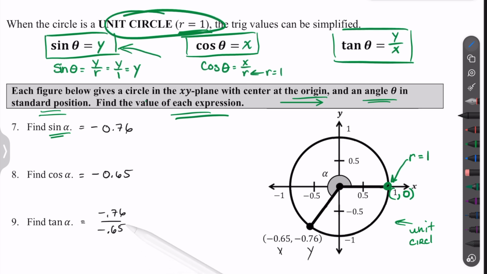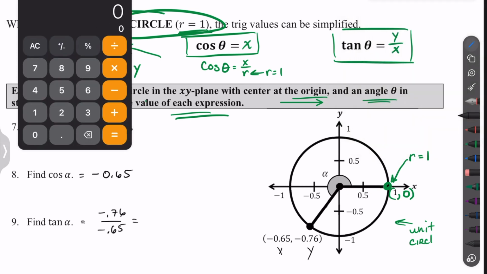And see, we get a positive tangent value. And again, we'll just grab our calculator and ask it, what is 0.76 divided by 0.65, 1 point something? It's about 1.17, and it's going to be positive.